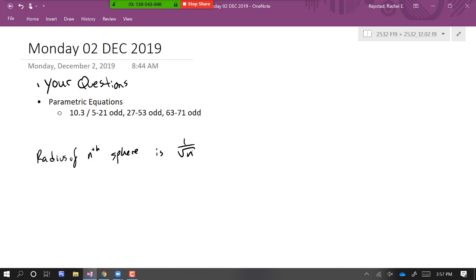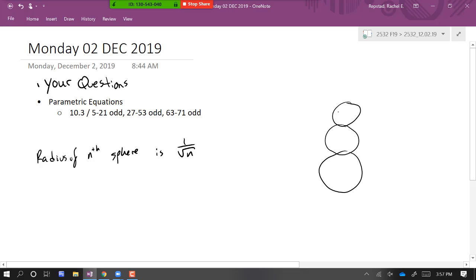So in part A, they ask how high is this stack? So how do we model the total height of the stack? Let's suppose there were 3 spheres, like a snowman. How would we get that height? What are we adding? We're going to add those diameters together.